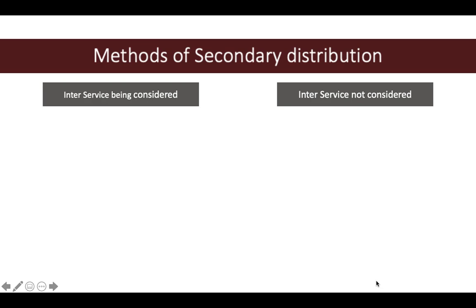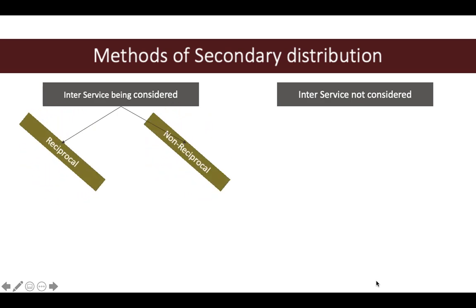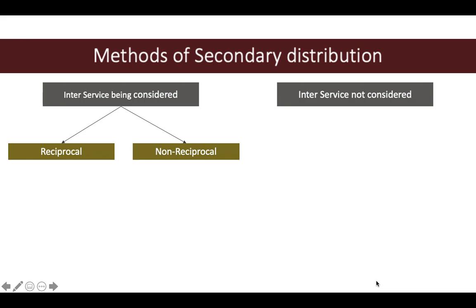The first method is inter-service being considered. Another method is inter-service not considered. In inter-service being considered, the service of one department is utilized by another service department. If inter-service is considered, we have two methods. One is reciprocal method, one is non-reciprocal method.